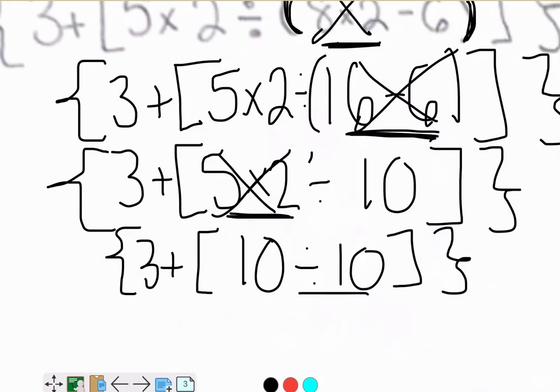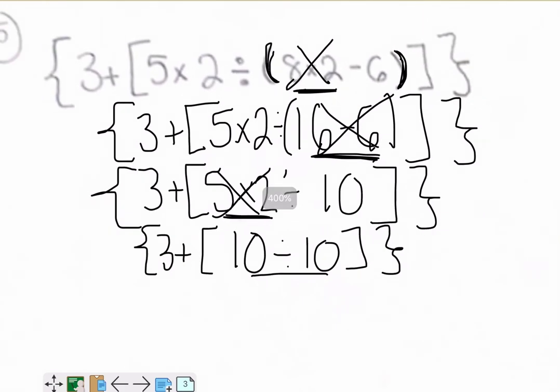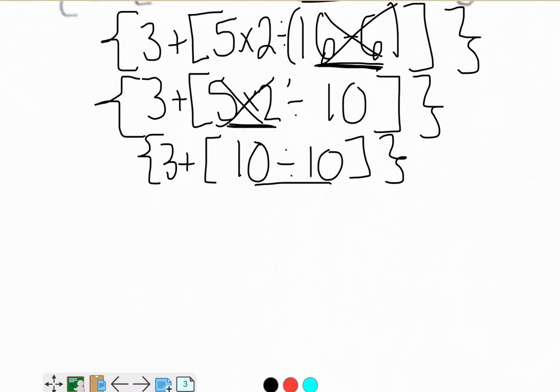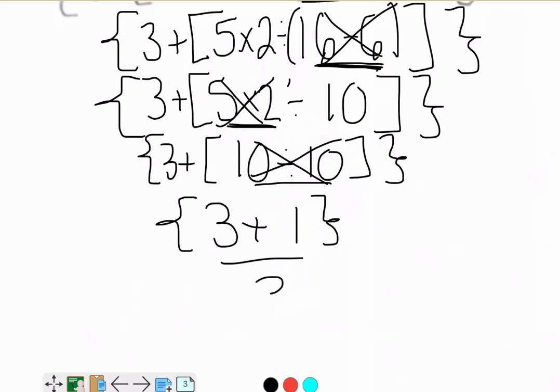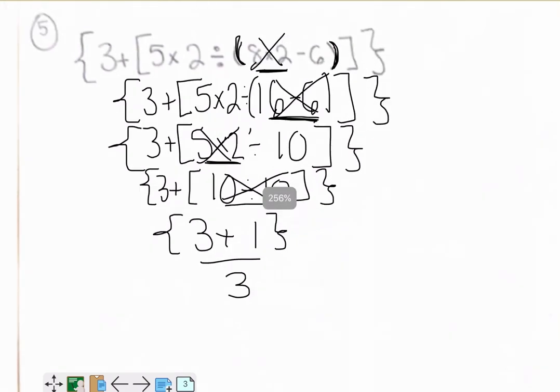10 divided by 10, if you have $10, you have 10 people. That means each person's going to get $1. And I'm left with this problem inside my brace. And 3 plus 1 is 4.